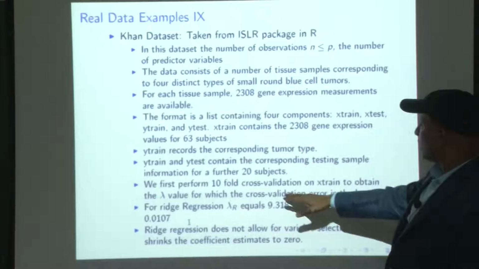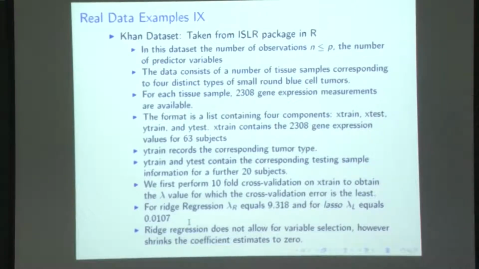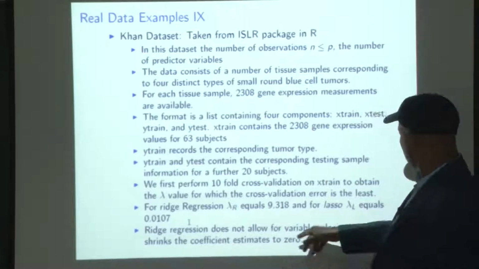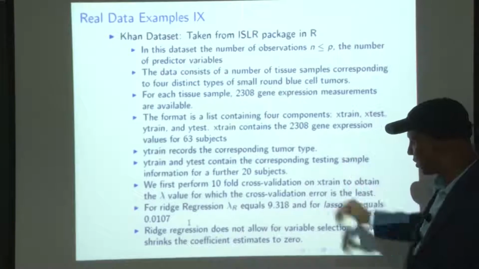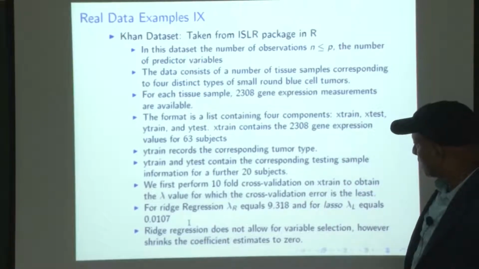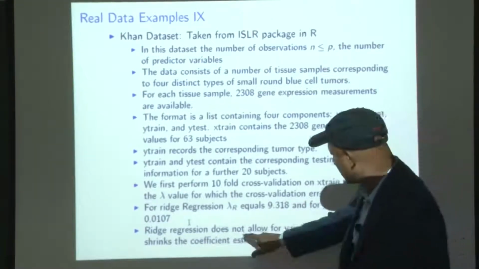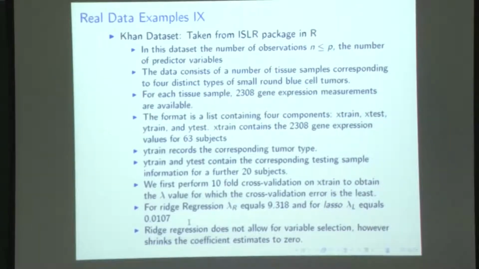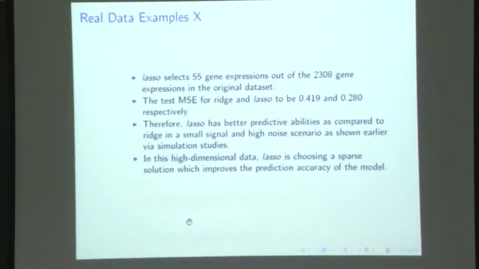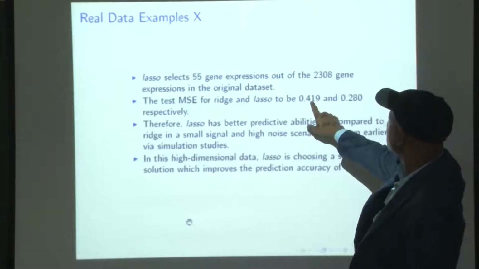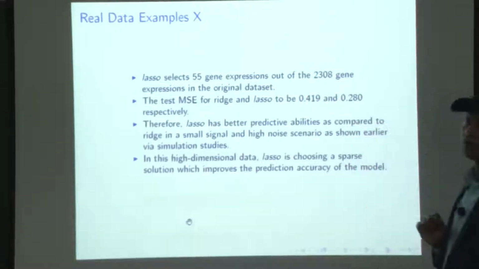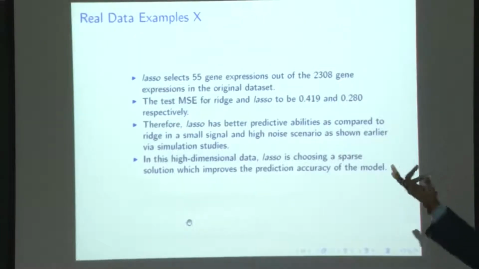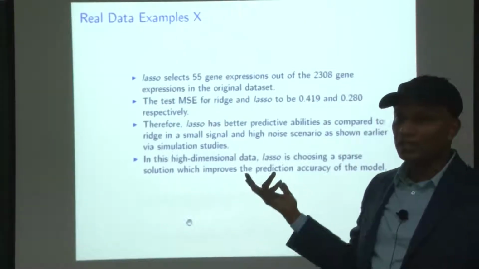So they did again 10-fold cross validation, and we don't need to know about lambda because cross validation is there. But what is the MSE? Ridge regression does not allow for variable selection, so we don't need to know that. Here you go. For the test set, the ridge gets 0.419, and for the lasso it is 0.280. So now in this case, lasso is a clear winner.